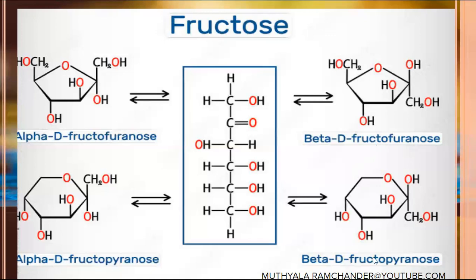At the same time, the hexagonal ring is called pyranose. Beta pyranose means the hydroxyl group is above the ring. See the same diagram: here it is beta fructopyranose, present above the ring. Beta fructopyranoses belong to the six-membered or hexagonal structure. If a five-carbon ring structure has the hydroxyl group above the ring on the first carbon, it is called beta fructofuranose. If the hydroxyl group is present below the ring, it is called alpha fructofuranose or alpha fructopyranose. These are the anomers of fructose.